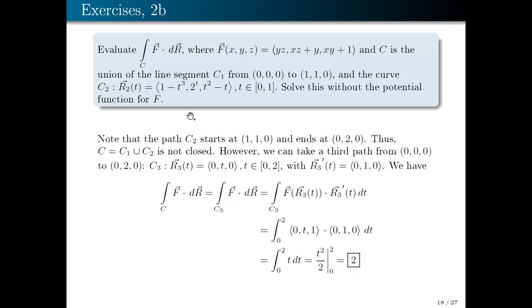So the line integral of F dot dr along C, which we simplified to the line integral along C3, this C3 here, has value 2. All right?